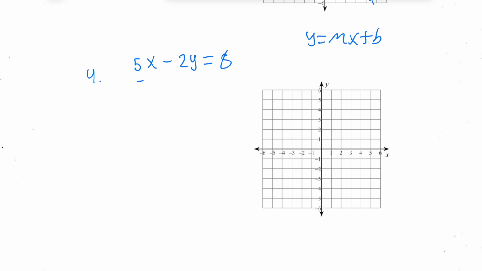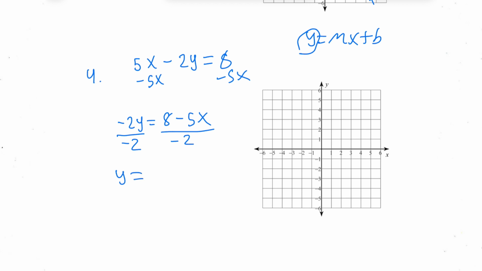Again, we're going to start off by getting rid of the 5x. So that'll get us -2y is equal to 8 minus 5x. Then we're going to divide both sides by -2 because we need a positive y here. And that means we have to divide this side by -2 as well. And we'll get that y is equal to -4. And then a negative divided by a negative will get us a positive 5 over 2x. And all we have left to do is just flip these real quick. We'll get that y is equal to 5 over 2x minus 4.